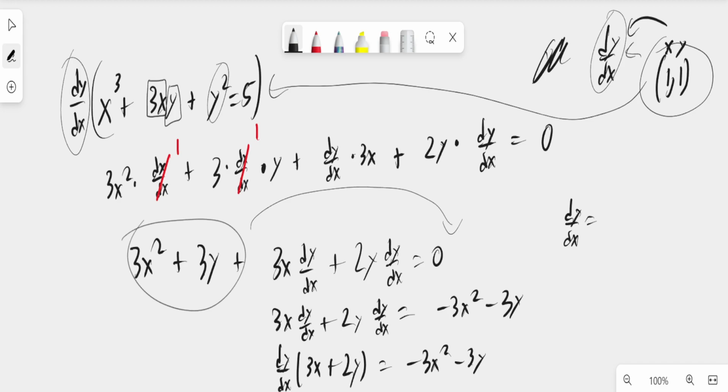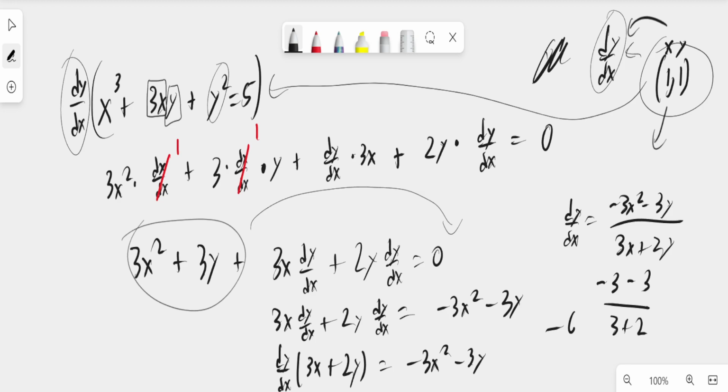Okay, so now we have dy/dx equals minus 3x squared minus 3y over 3x plus 2y. We plug in this point, so minus 6 over 3 plus 2. So that's negative 6 over 5. That's the slope at that point of this expression. Does that make sense? Yeah. And here's how I write it out: dy/dx at (1, 1) is equal to negative 6/5. That's how I would write out your answer.